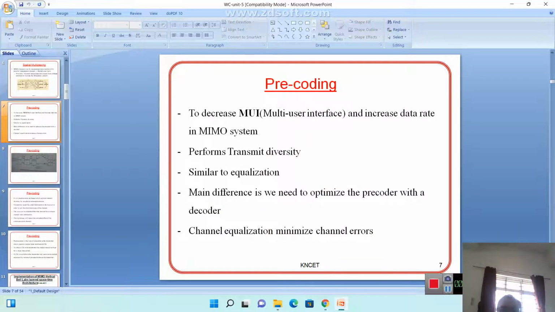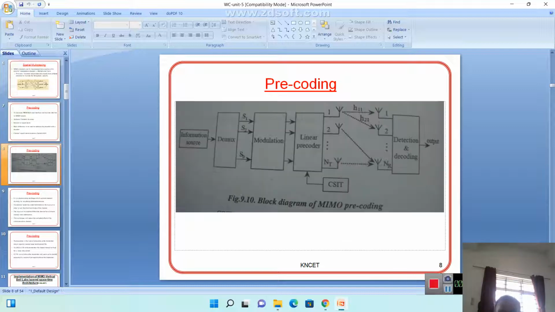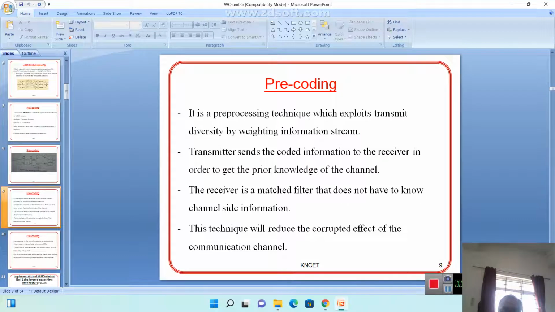Then pre-coding. What is pre-coding? Pre-coding is defined as decreasing MUI, multi-user interference, and increasing the data rate in MIMO systems. It performs transmit diversity. Third, it is similar to equalization. Fourth, the main difference is we need to optimize the pre-coder with the decoder. Finally, pre-coding is defined as channel equalization and minimizing channel errors. The pre-coding is a pre-processing technique which exploits the transmit diversity by weighting the information streams.